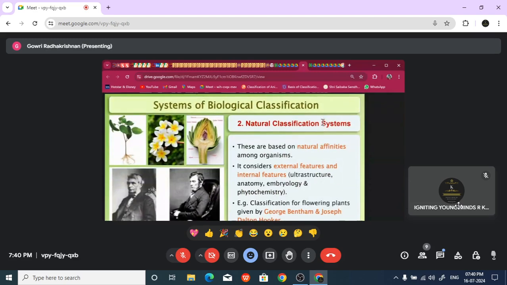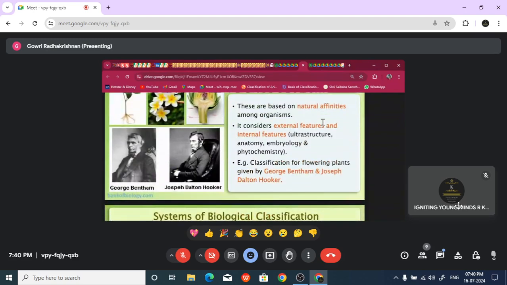And then the natural, so that is an artificial classification. Randomly, seeing the outward appearance, they classify it into something, but then it has its own drawbacks. Now, the natural classification systems are based on natural affinities among organisms. It considers external features and internal features: ultrastructure, anatomy, embryology, and phytochemistry. An example is the classification for flowering plants given by George Bentham and Joseph Dalton Hooker.